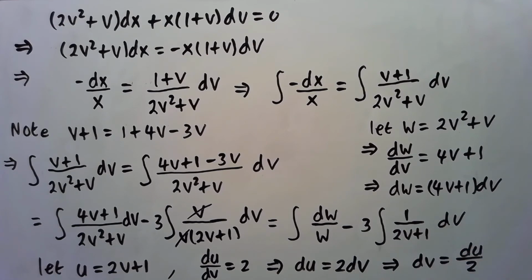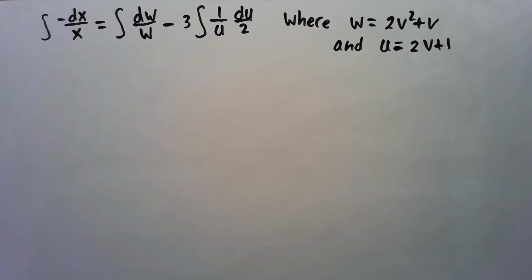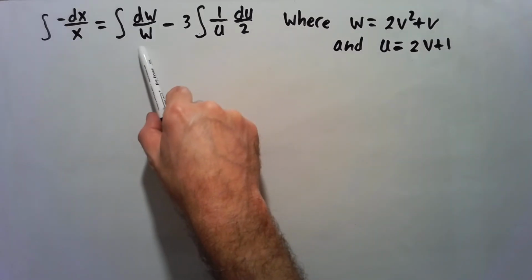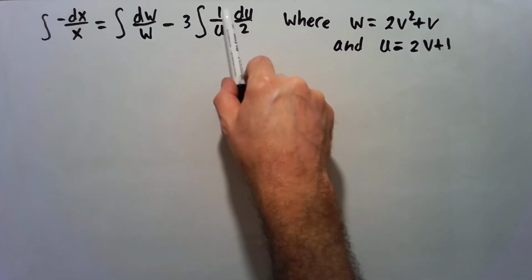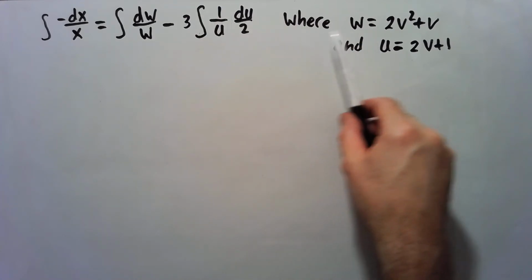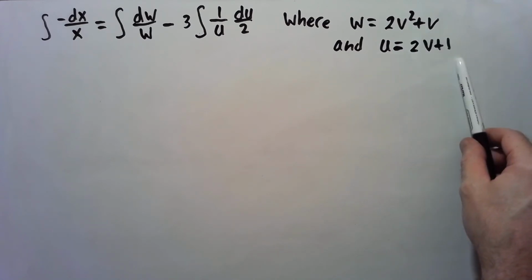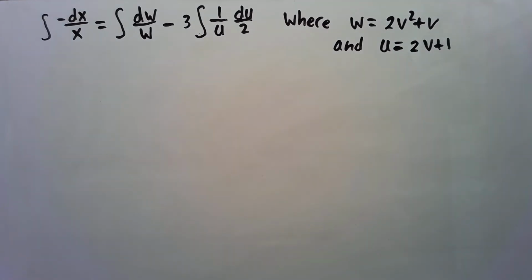I'm out of space, so I'm going to erase some things and we'll continue. So summarizing, we have the integral of negative dx over x equals the integral of dw over w minus 3 times the integral of 1 over u, du over 2, where w is 2v squared plus v, and u is 2v plus 1. Okay, so now let's start integrating.